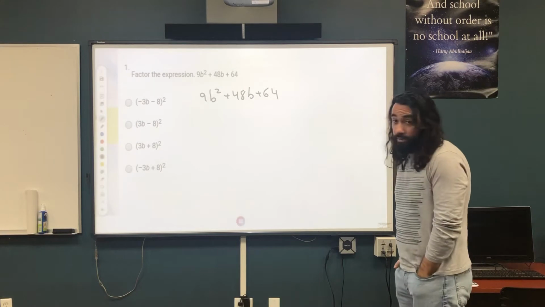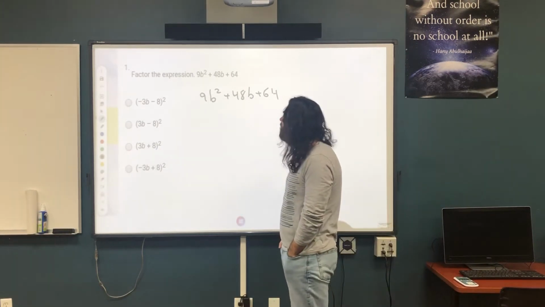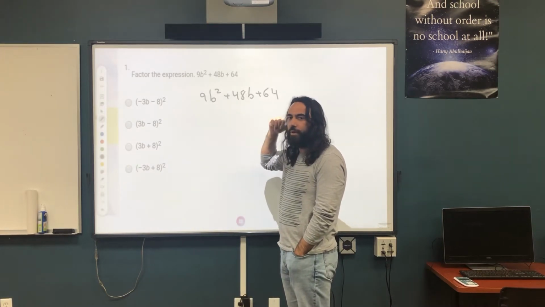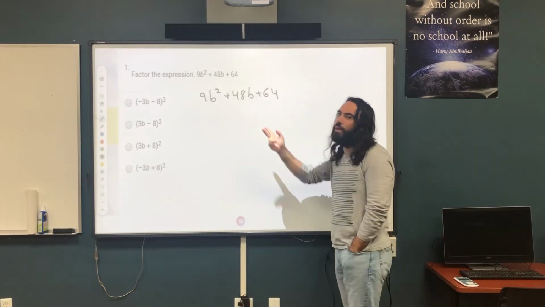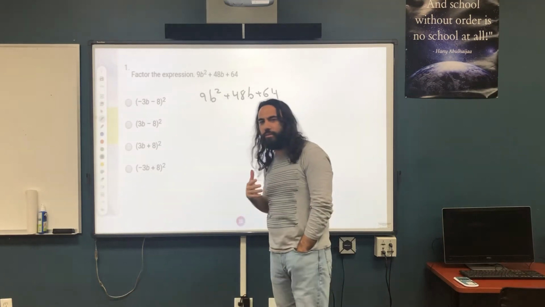Now focus, because here you don't have to do what we did. Remember, we did factoring by grouping. We took A, B, and C, and we asked ourselves for two numbers: if you add them, you get B, and if you multiply them, you get AC.